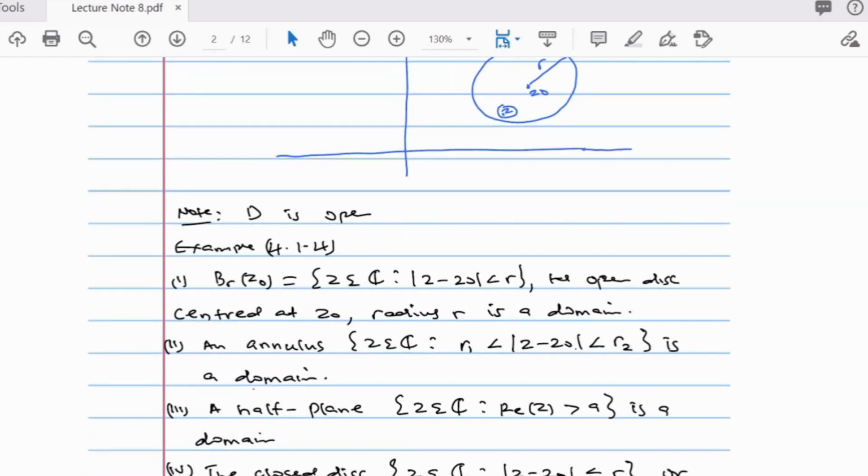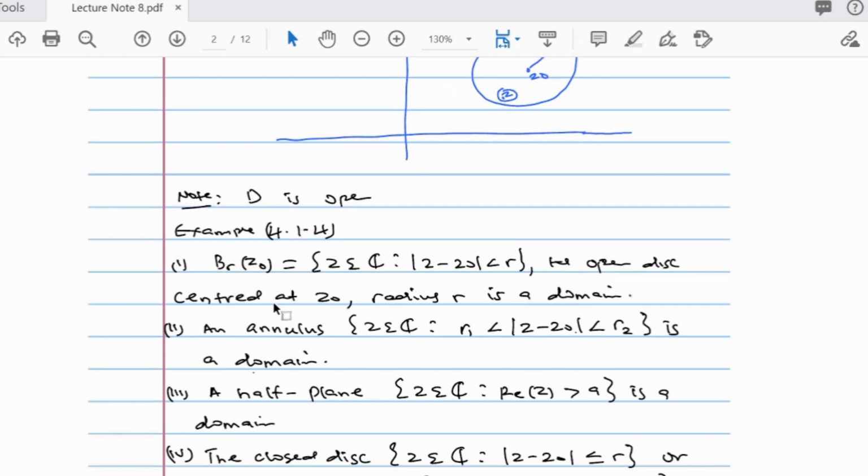Let's give examples of open sets. Number one, every open disk is an open set. This is an open disk centered at Z naught with radius R. Number two, the annulus is a domain. What is an annulus? It is the set of Z in C such that R1 is less than the absolute value of Z minus Z naught, which is less than R2. So every annulus is a domain.